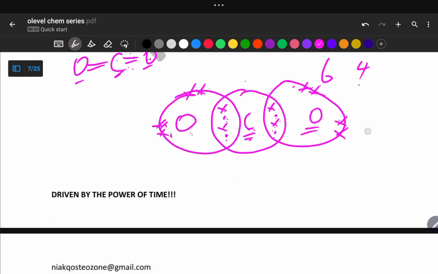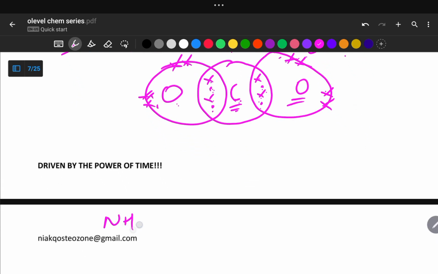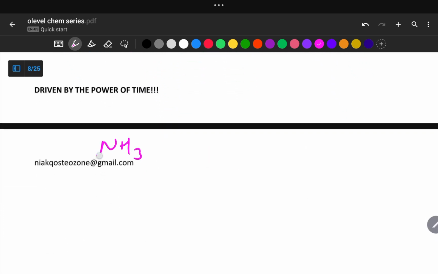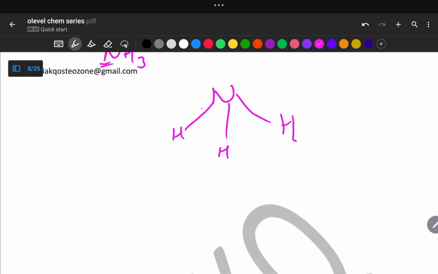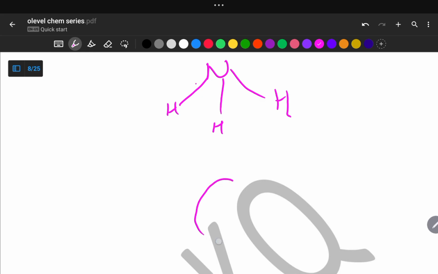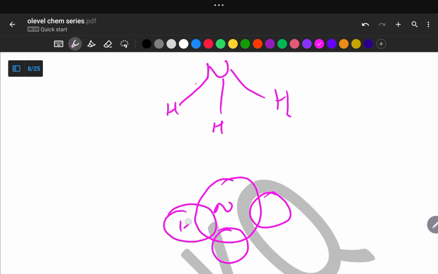We go on to have another one for ammonia. Ammonia is NH3, right? Nitrogen is the central atom, and then we're going to have H, H, and H. So this is the bonding in ammonia. Nitrogen is bonded to 1 hydrogen, 2 hydrogen, then the third one. Hydrogen has got 1 electron, 1 proton, and doesn't have any neutron.